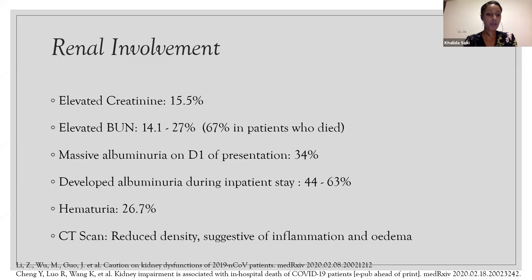Hematuria occurred in just about a quarter of patients, and I can tell you even as of yesterday, I had a post-transplant patient who presented with new onset hematuria and albuminuria, and we rushed him in, and actually his COVID-19 turned out to be positive. The renal function is very stable, but he continues to have hematuria and albuminuria. And on CT scan, the kidney appears to have reduced density, suggestive of inflammation and edema. Next slide.